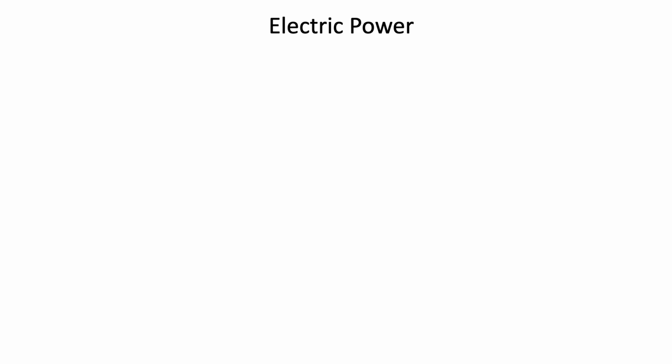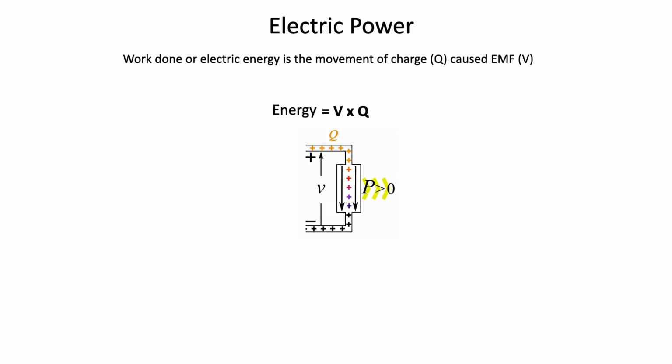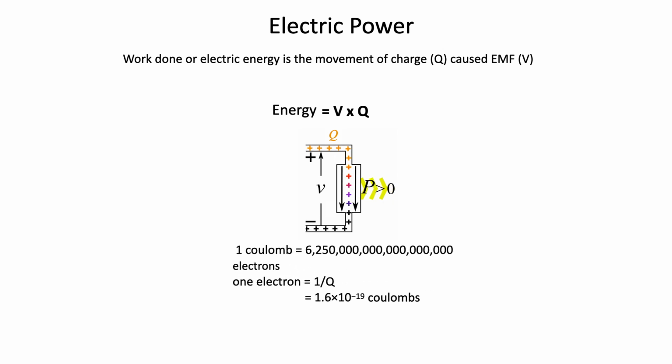In terms of electrical power, the work done, or electrical energy, is the movement of charges caused by the push of EMF. In other words, it is the energy required to move an electric charge of Q coulombs over a potential difference of V volts, and is expressed as V times Q electron volts. By definition, 1 electron volt is the amount of energy gained or lost by the charge of a single electron moving across an electric potential difference of 1 volt.